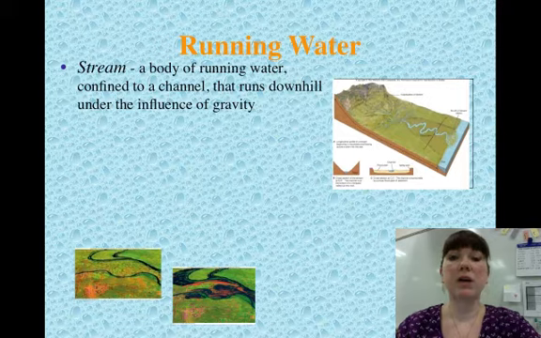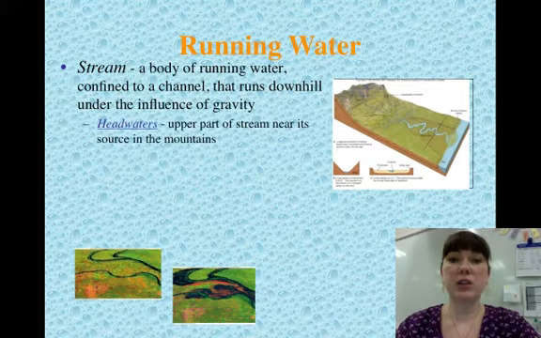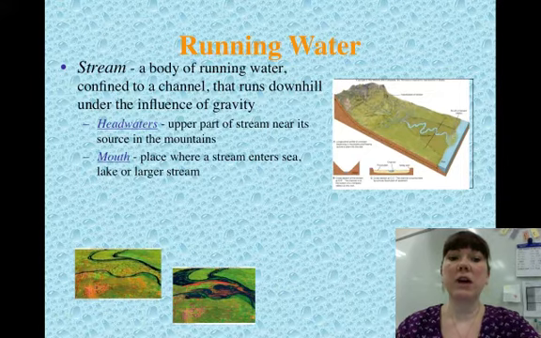A stream is a body of running water that runs downhill under the influence of gravity, and it's confined to what we call a channel. The headwaters are the upper part of the stream near the source, which is usually up in the mountains. The mouth is at the other end, where the stream enters the sea, the lake, or a larger stream.